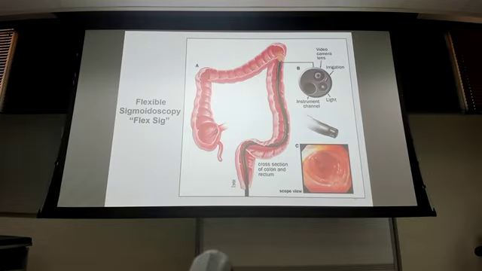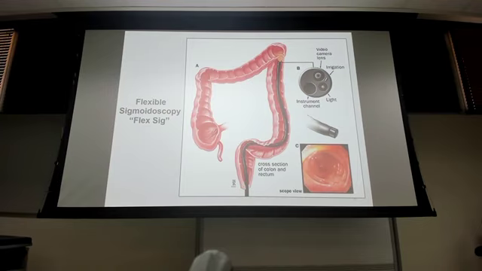Flex sig, well, you can see where the tip gets up to, right at that flexure, and kind of shows the end of the apparatus and the camera there. Examines the rectum and the distal colon. Less invasive than a colonoscopy. You don't have to do as much of a bowel prep, but once again, colonoscopy is gold standard for direct visualization of the entire bowel, because you can see it only gets up to the top of the descending colon.